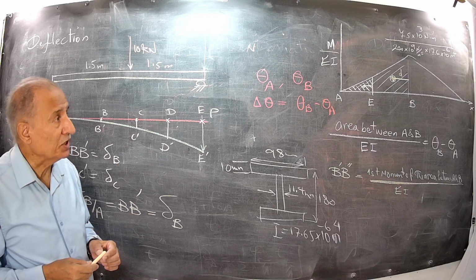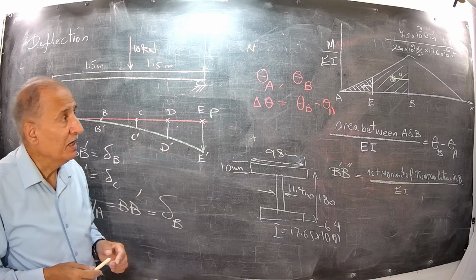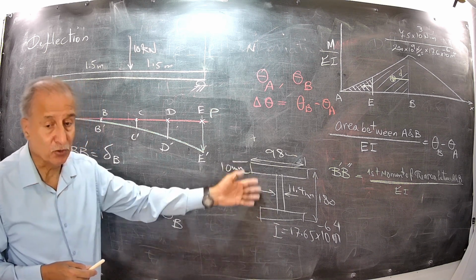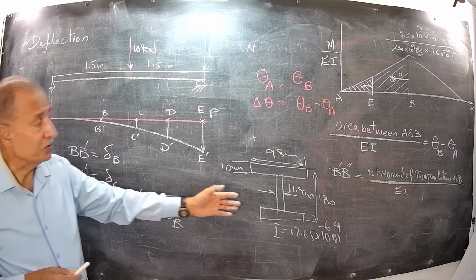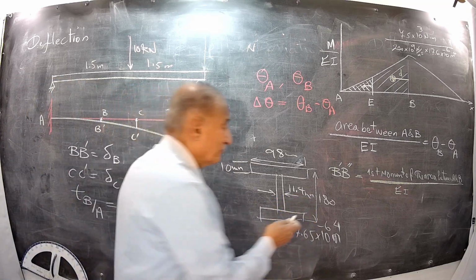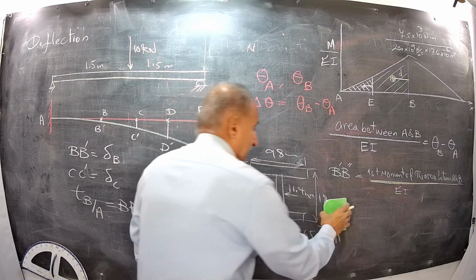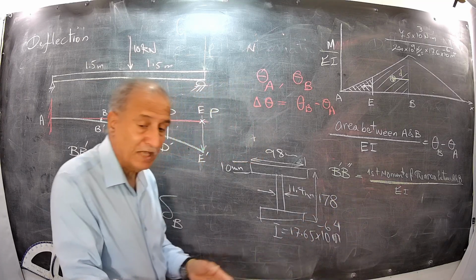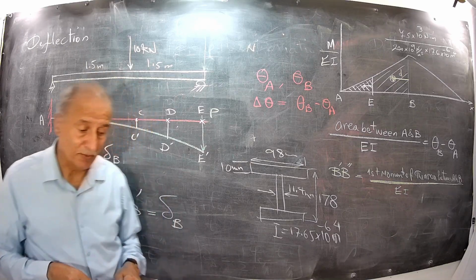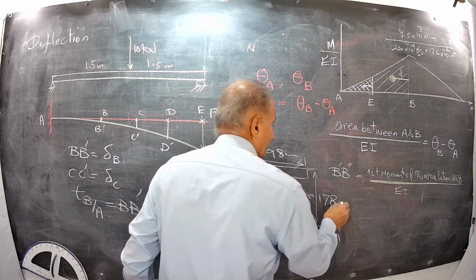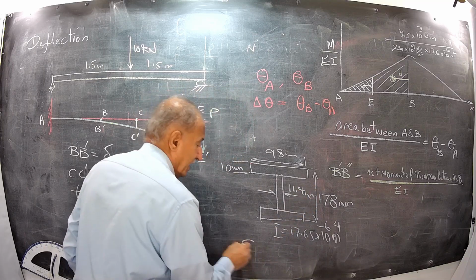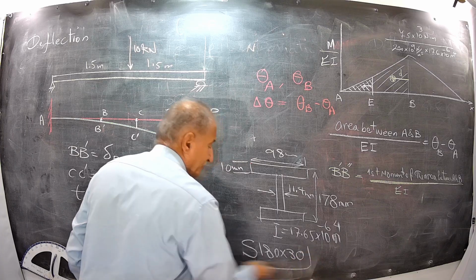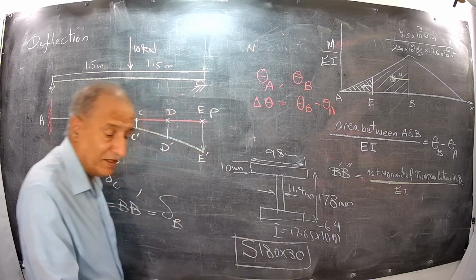This is why you divide the value of the moment by EI, the modulus of elasticity and I, the second moment of area of the cross section of the beam. Assume an I-beam here, which is called nominal size 180. But this is not 180 actually. This is the nominal size. The exact size is 178 mm. But it is called S 180 times 30. What does it mean? A standard designation.